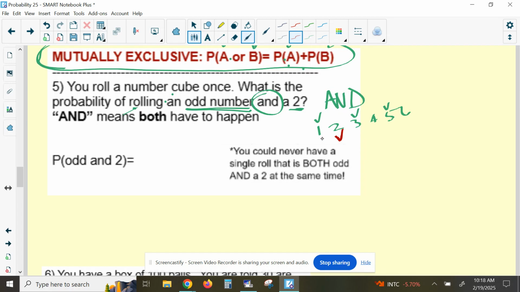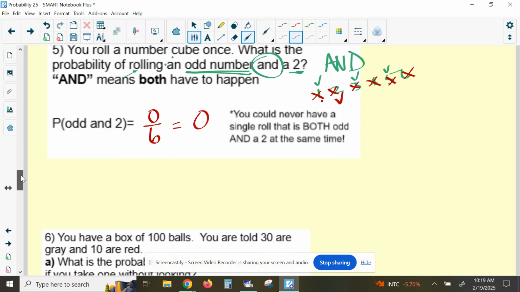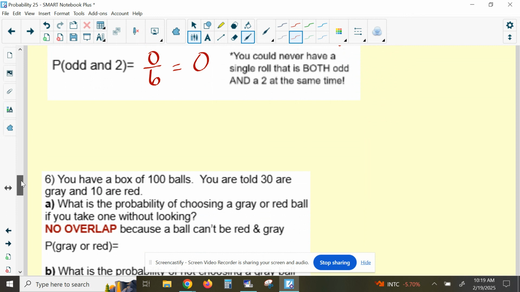If I said, is this odd and a 2? You would say no. Is this odd and a 2? No. Is that odd and a 2? No. So what is the probability of it being odd and a 2? 0. So 0 out of 6, which literally just equals 0. There is absolutely no chance of rolling a die and getting a number that's odd and 2. Your probability is allowed to be nothing. 0. Good? Tell me if you have questions.